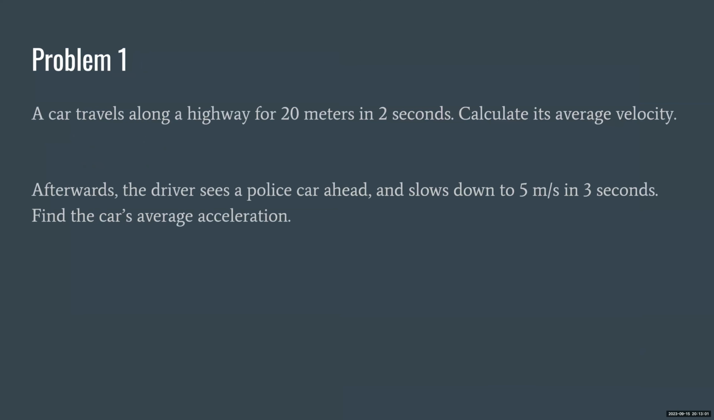So here's problem one: a car travels along a highway for 20 meters in 2 seconds. Calculate its average velocity. And then after you've calculated that, the driver sees a police car ahead and slows down to 5 meters per second in 3 seconds. And then you want to find the car's average acceleration. So yeah, two-part question. I'll give you guys some time to do it. And you can put your answers in the chat, or you can obviously unmute and say it.